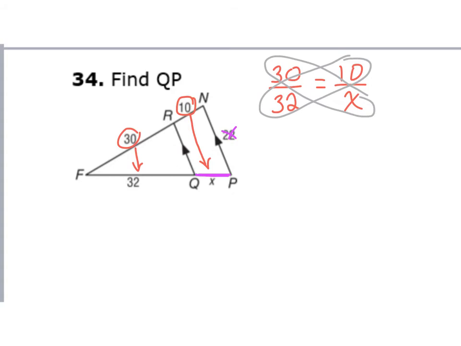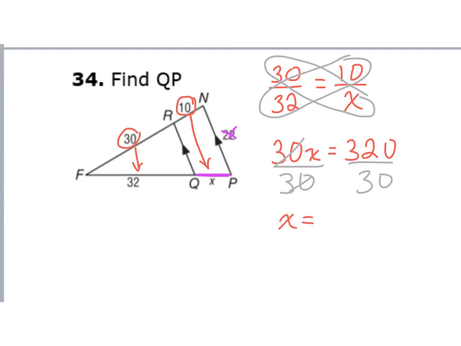So when I cross multiply, I end up with 30x equals 320. And then I divide by 30. When I divide by 30, x ends up to be 10.6 repeating, so we're going to round to 3 decimal places, 10.667. And I don't have any units, so I can leave it right here like this.